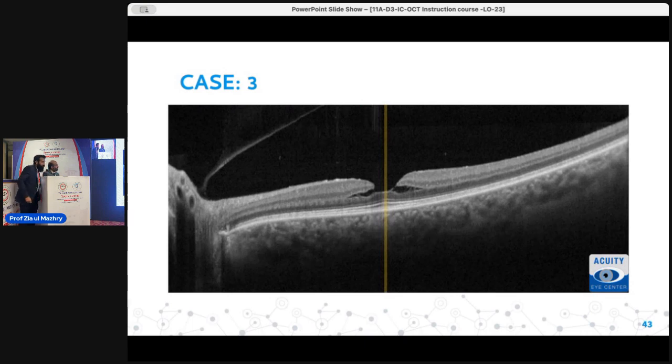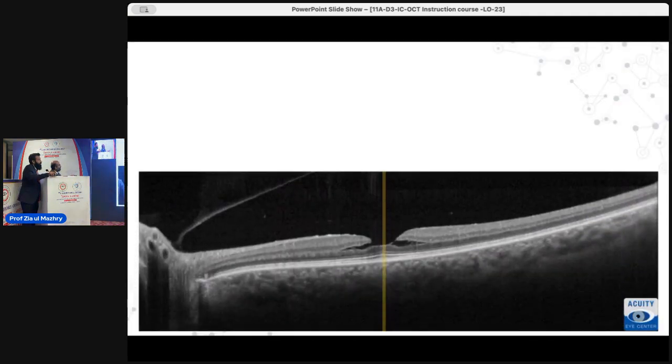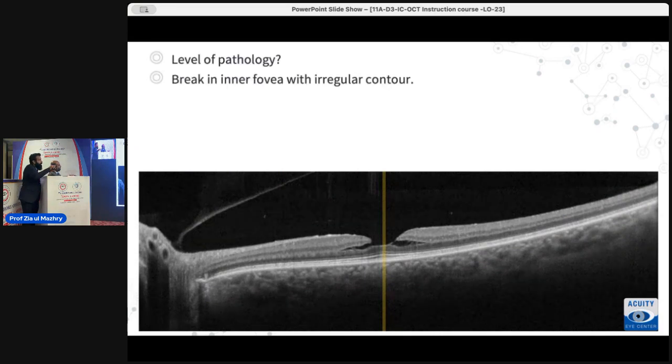So where is the pathology now? Anyone? Macular area में है pathology। So level of the pathology is at macula. So there is a break in the inner fovea with irregular contour. You can see that.